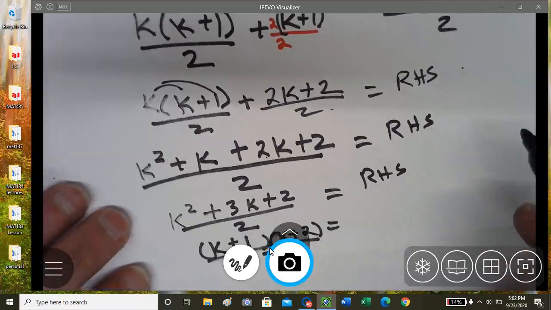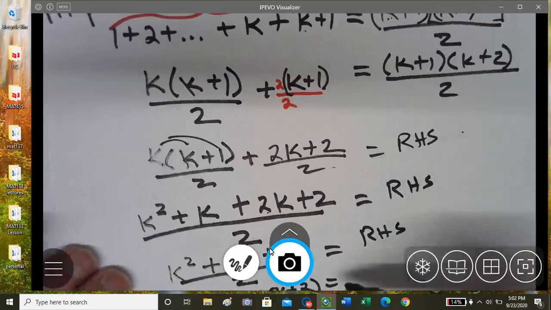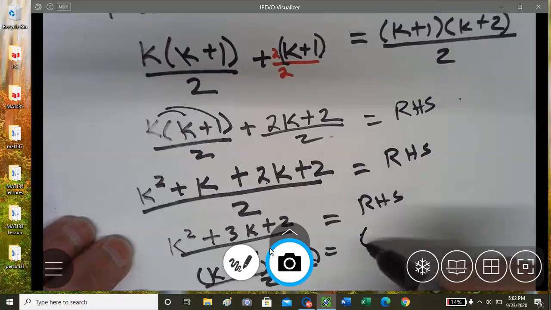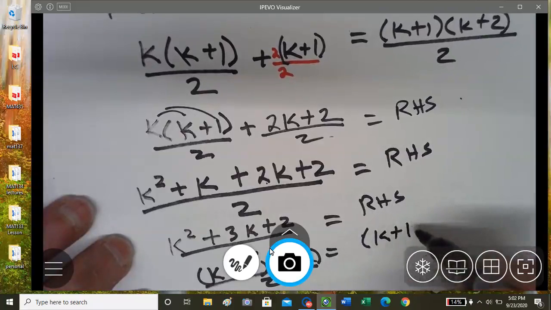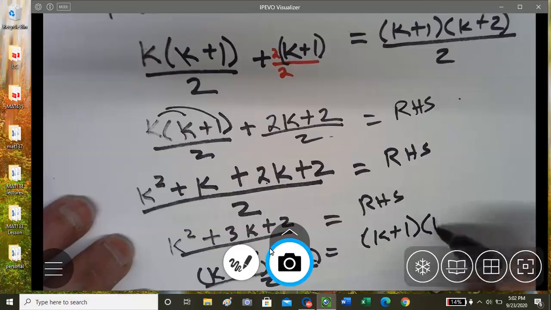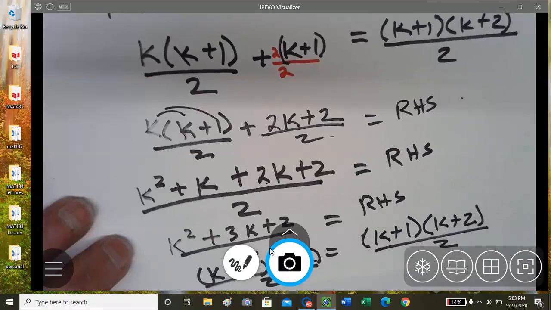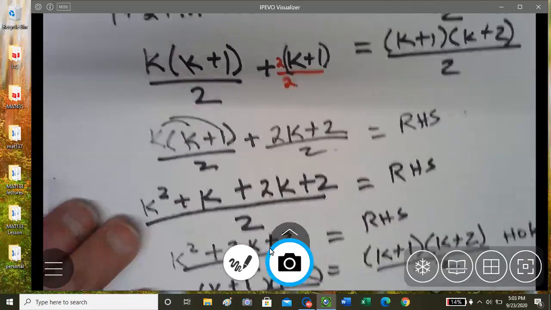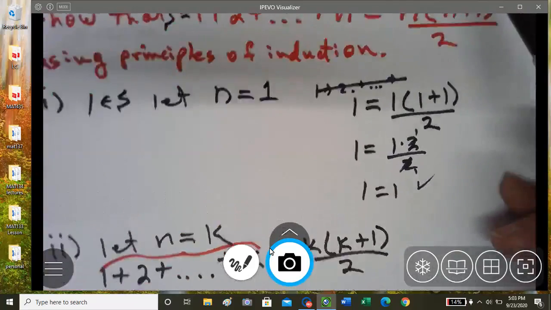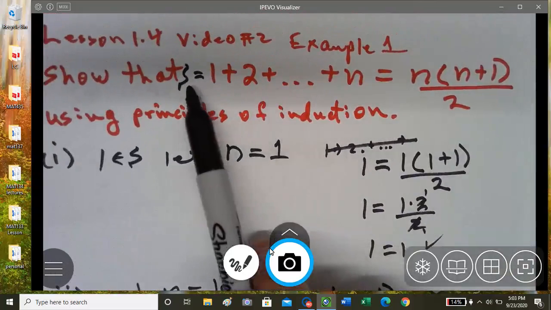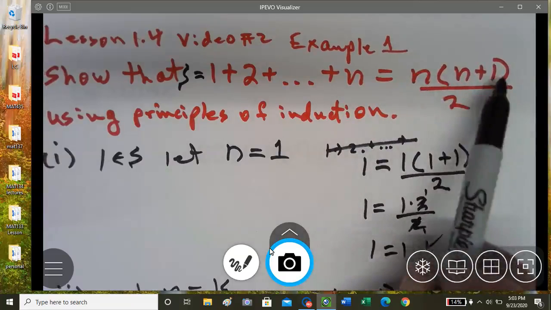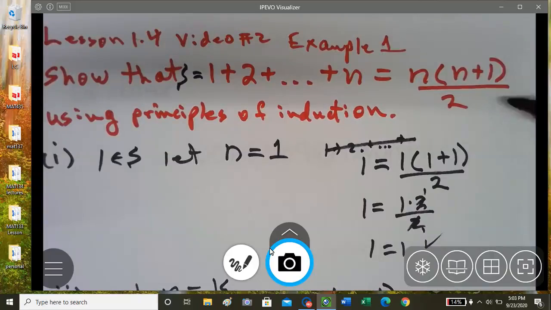So, yes, this left side and the right side are equal. They're the same. So we have proven through mathematical induction that what we set up here, set S, 1 plus 2 plus n is equal to n times n plus 1 over 2, is true through mathematical induction.